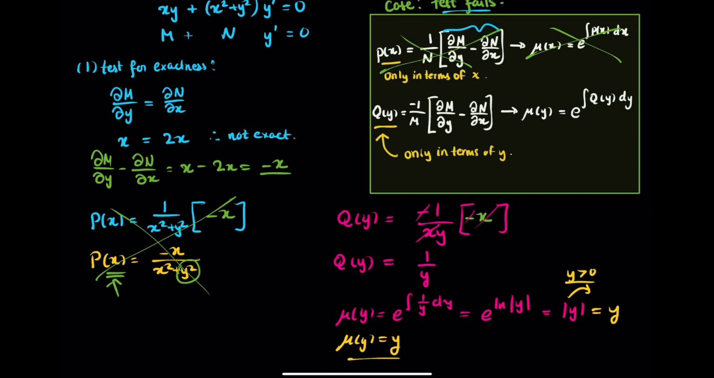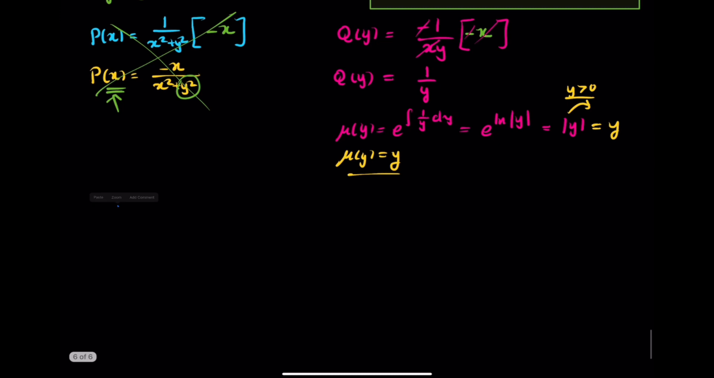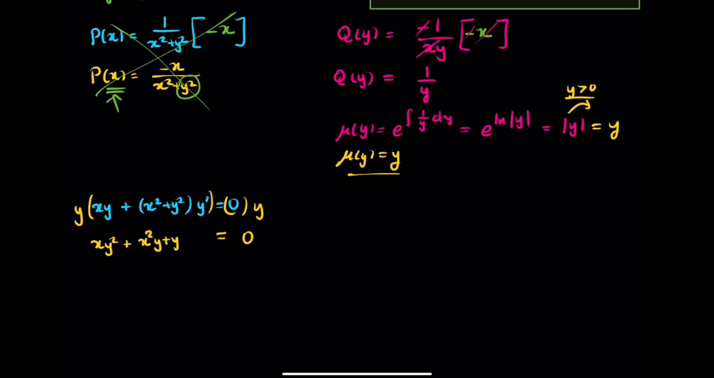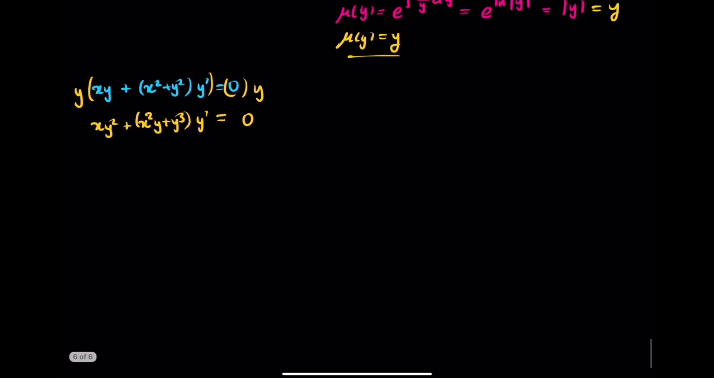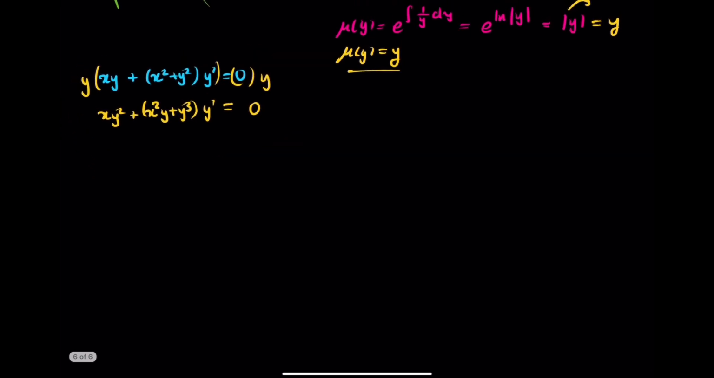So again, our exact equation was xy plus (x squared plus y squared) y prime equals 0. So then we have to multiply both sides by y, right? And that's 0. And that's xy squared plus (x squared y plus y cubed) y prime. There you go. Now this will be exact, but just to be thorough, we're going to run the test for exactness again, and you will see that it is indeed an exact equation.